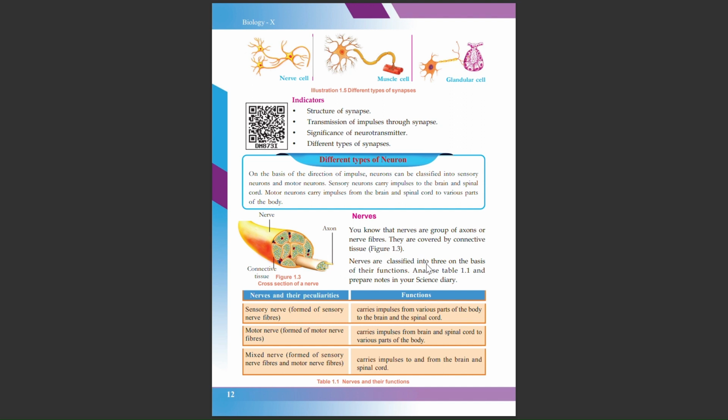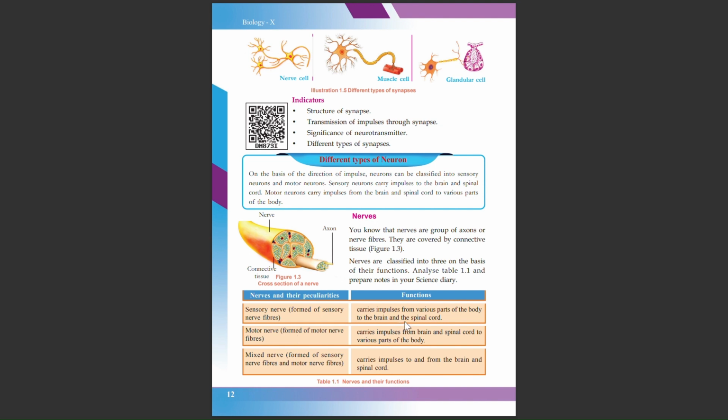Nerves are classified into three types on the basis of their function. What are they? Sensory, motor, and mixed, obviously. Sensory nerves are formed of sensory nerve fibers. Motor nerves are formed by motor nerve fibers. Mixed nerves are formed from both sensory and motor nerve fibers.